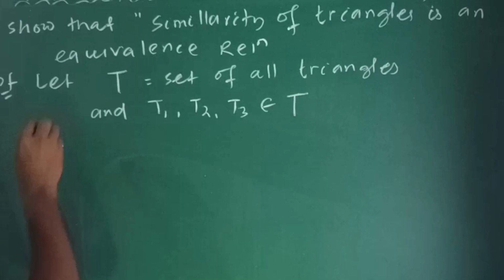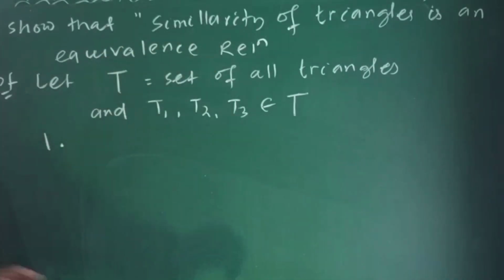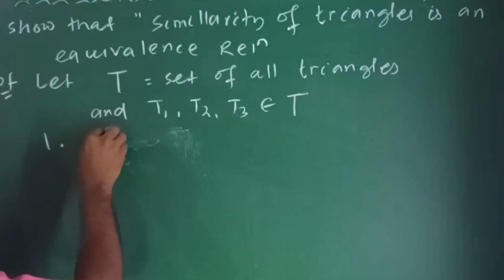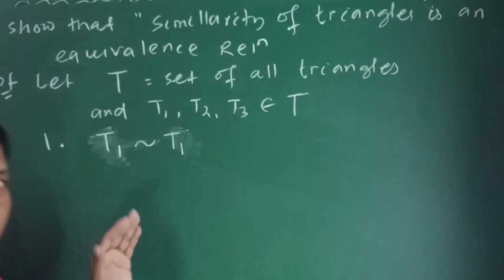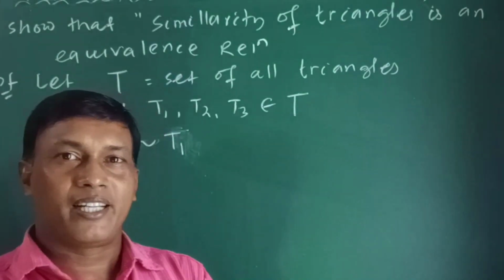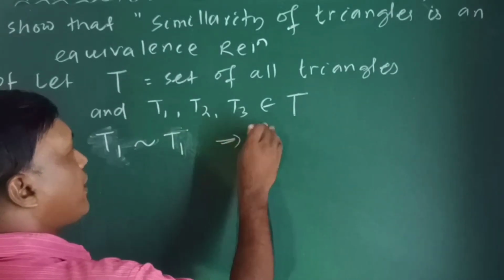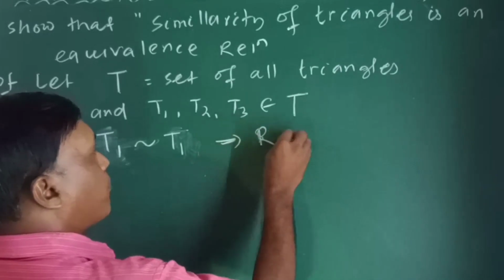First, to show this is reflexive, we know that the relation here is similarity. We know every triangle is similar with itself, right? The triangle T1 is similar with T1. So what happens? One element is related with itself. So this implies the relation is reflexive.